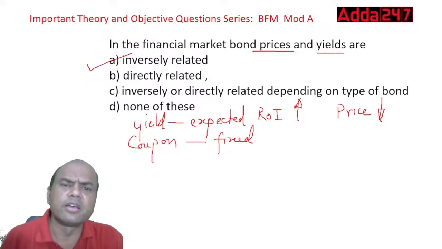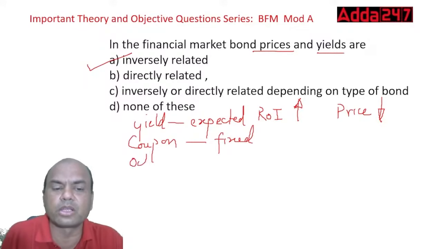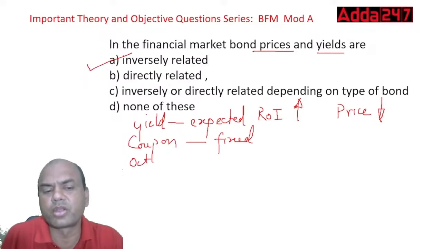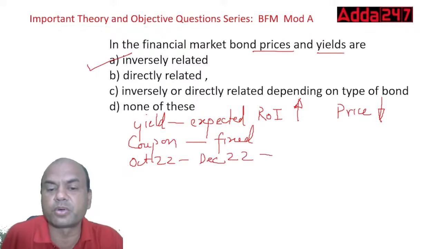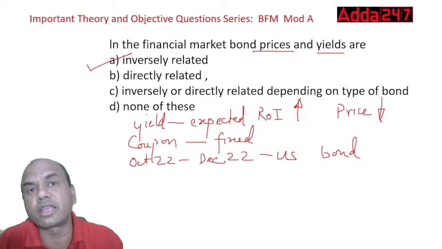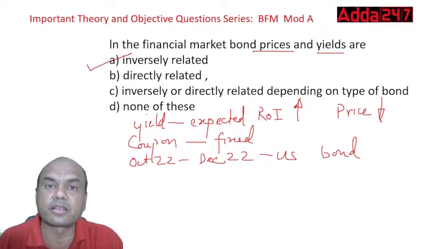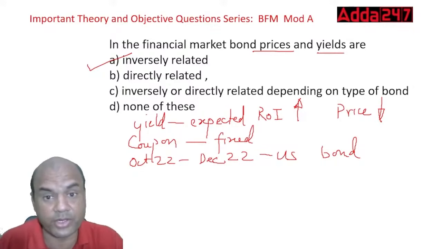You see this, what happened in October 22 to December 22. Just type on Google and check the US bond rates. You'll get this. In the US, the prices of the bond fell like anything. Why? Because the Federal Reserve increased the rate of interest. So that was the point.